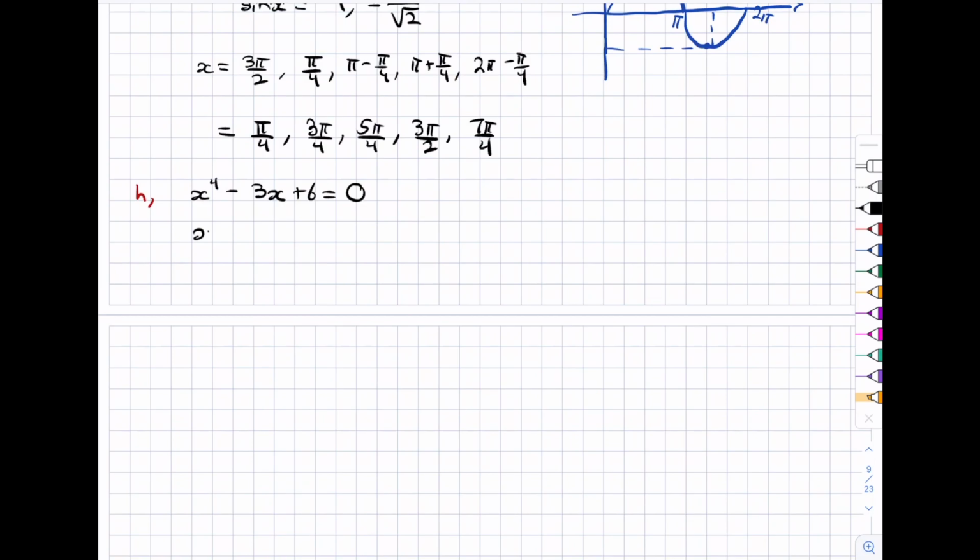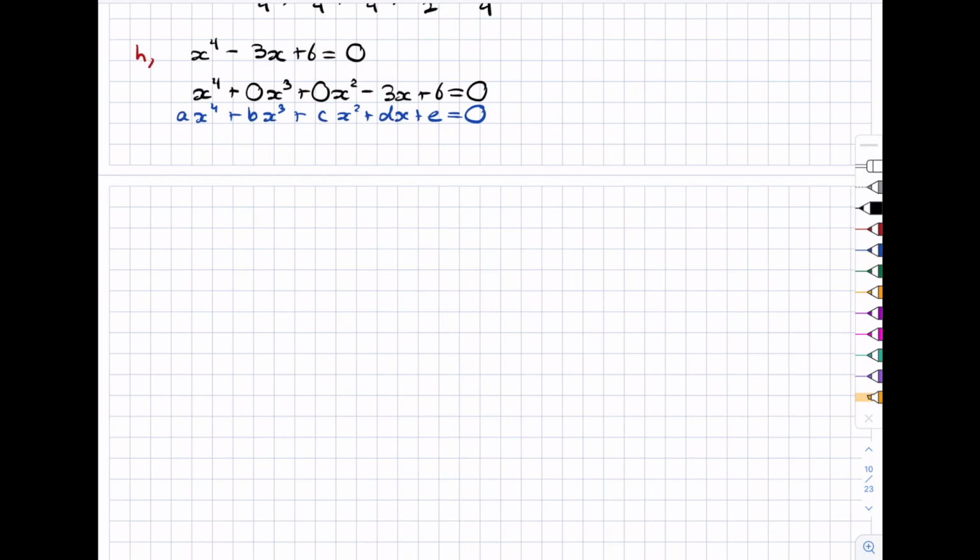So I'm going to write this as x to the 4 plus 0x cubed plus 0x squared minus 3x plus 6. The reason I want to do that is because I want to put it in the form of ax to the 4 plus bx cubed plus cx squared plus dx plus e equal to 0. Because now I want to work out my sum of roots 1 at a time, 2 at a time, 3 at a time, whatever's appropriate in order to help me solve this question. So what I'm looking for is 1 on alpha plus 1 on beta plus 1 on gamma plus 1 on delta.